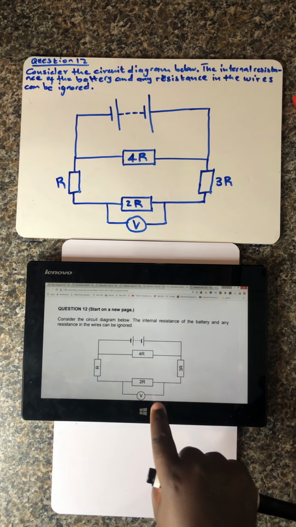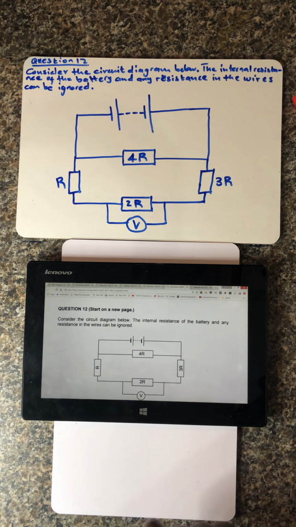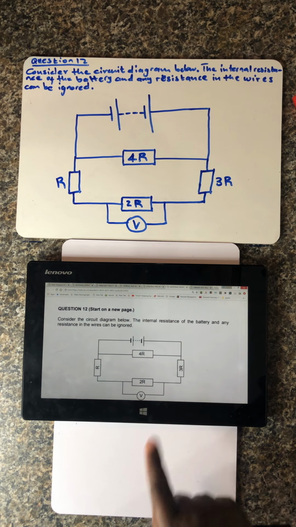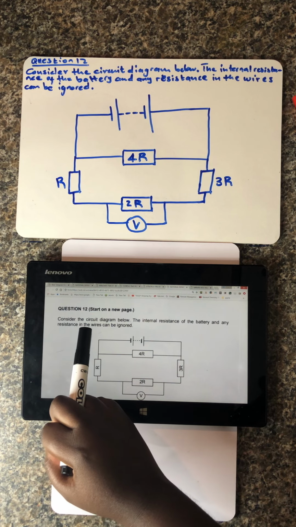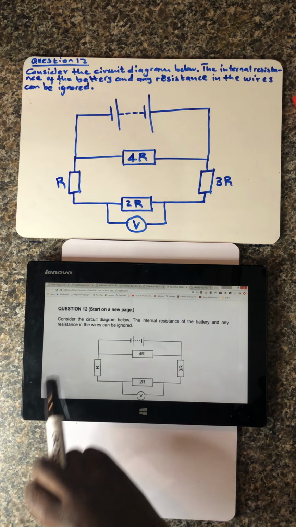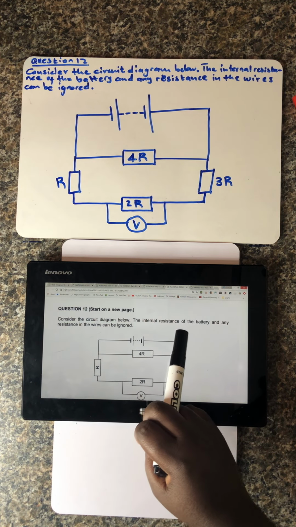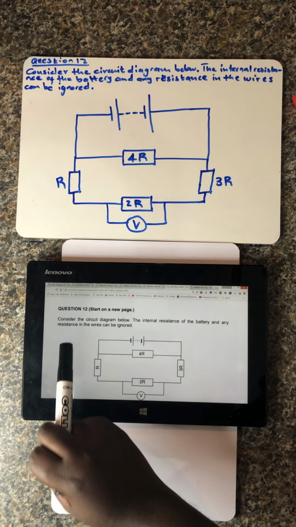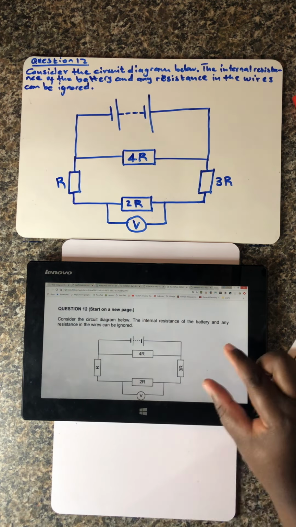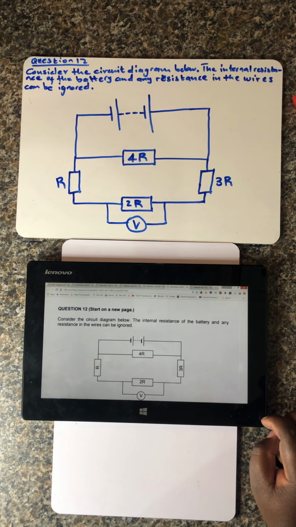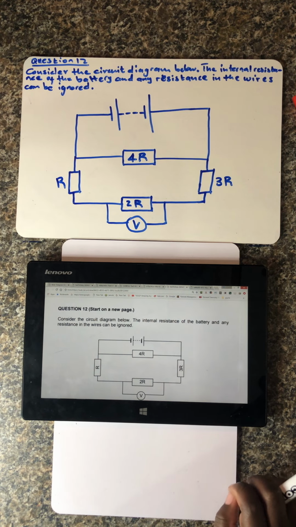Ladies and gentlemen, I'll just quickly read through the statement, and then from there we'll try to analyze that diagram. Consider the circuit diagram below. The internal resistance of the battery and resistance in the wires can be ignored. This is all the statement that we're given. Most of the information is there on the diagram given.